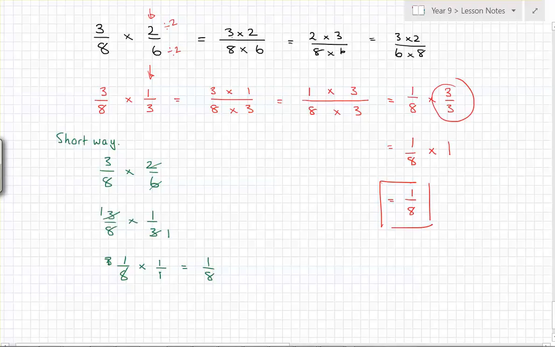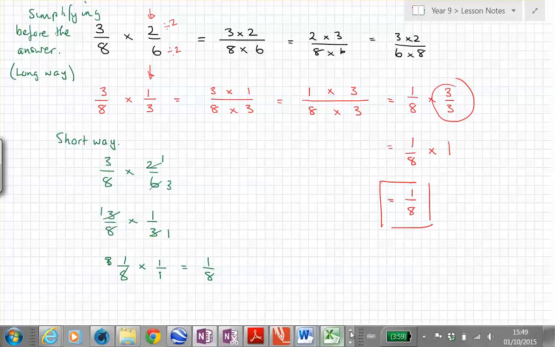So let's do this. This is how we can explain the simplification. So we can say simplifying before the answer, okay? And we'll say this is the long way. So this is the explanation of why you can do it. But this is the short way, showing how you do it. So people write, so I would put 1 and 3 there. This is what you'll see in the working out. Right? So write that down.